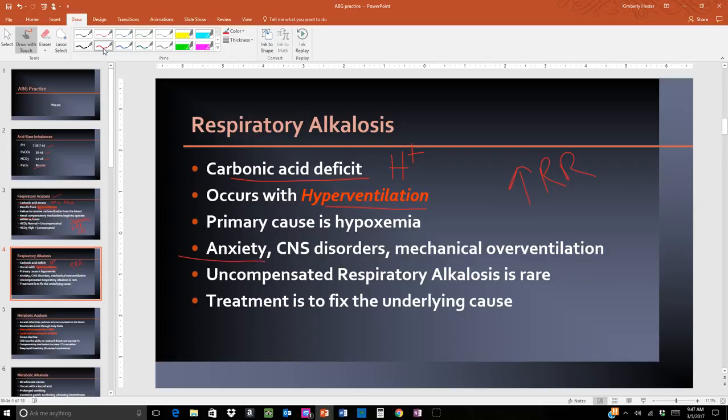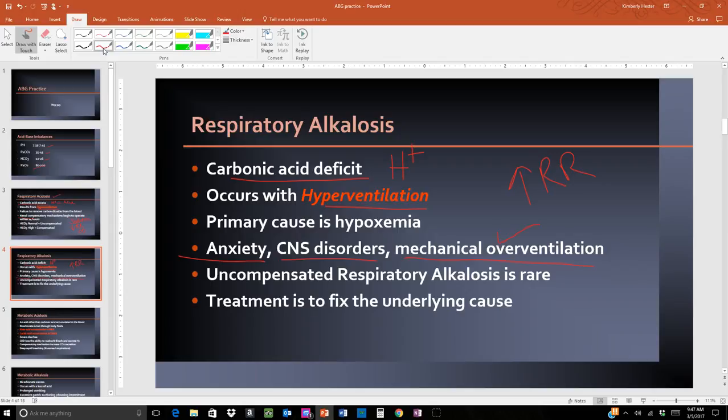Anxiety, this is the patient population that you see that they're having an anxiety attack and you have them breathe into the bag, and the purpose of that is that they breathe in their own CO2 that they just exhaled. So that's the purpose of them breathing into a bag. It can happen sometimes with CNS disorders, maybe patients that have been in an accident or have some sort of trauma in the brain and it's affected the center of the brain that regulates the respirations. And then, like I said, of course, mechanical overventilation.